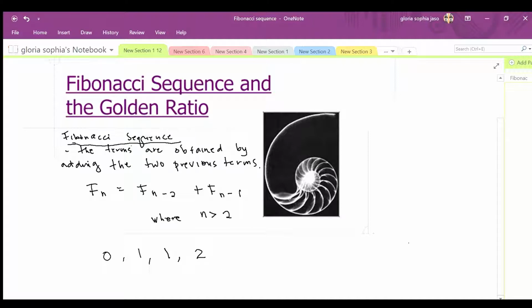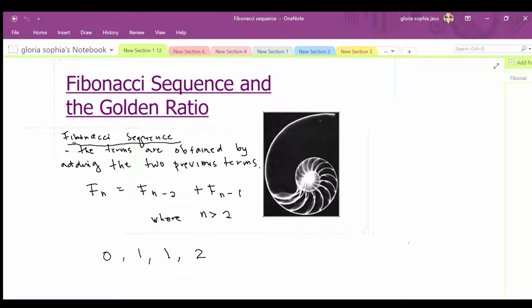So, in a Fibonacci sequence, class, the terms are obtained by adding the two previous terms. It is defined by the formula f sub n equals f sub n minus 2 plus f sub n minus 1, where n is greater than 2. This formula, the Fibonacci sequence, was named after the Italian mathematician Leonardo of Pisa, who was better known by his nickname Fibonacci.